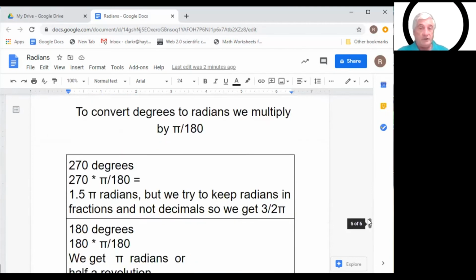To convert degrees to radians, we multiply by pi over 180. Pi over 180 is 1. 180 over pi is 1. When we multiply both sides of an equation by 1, nothing happens.